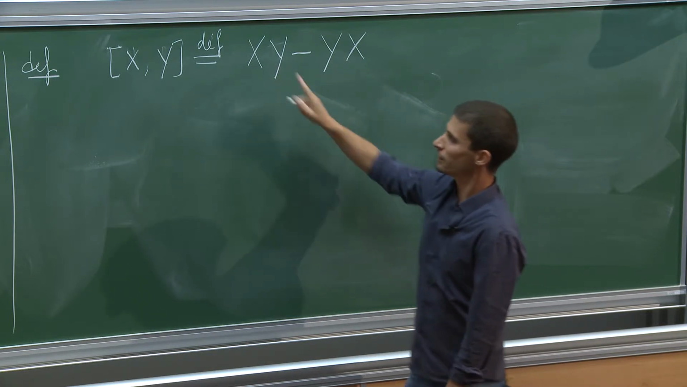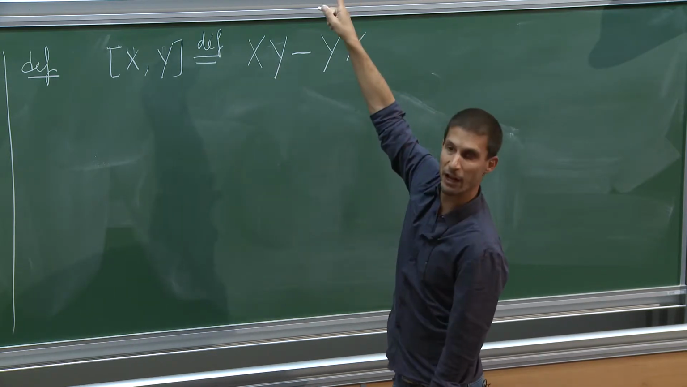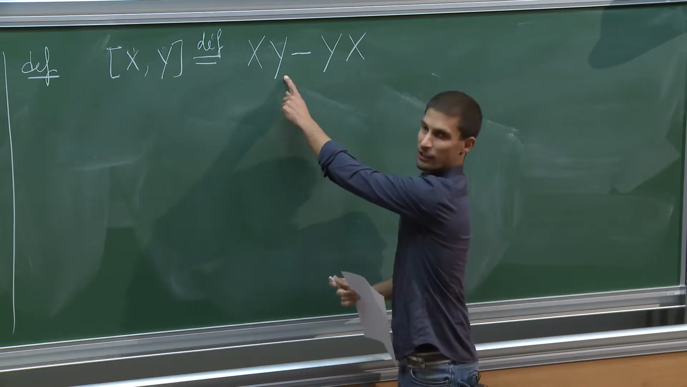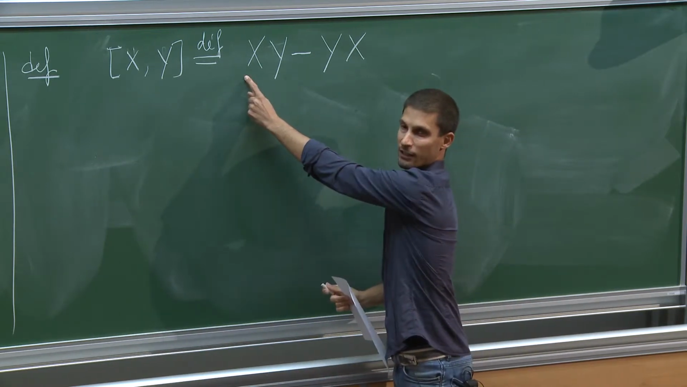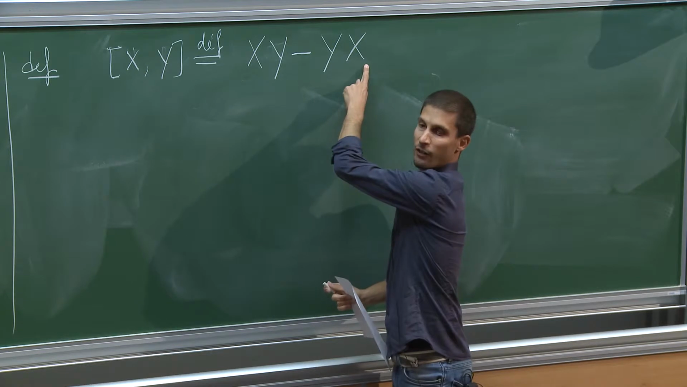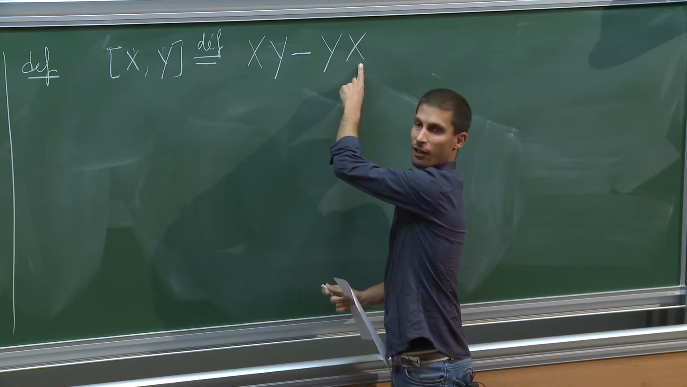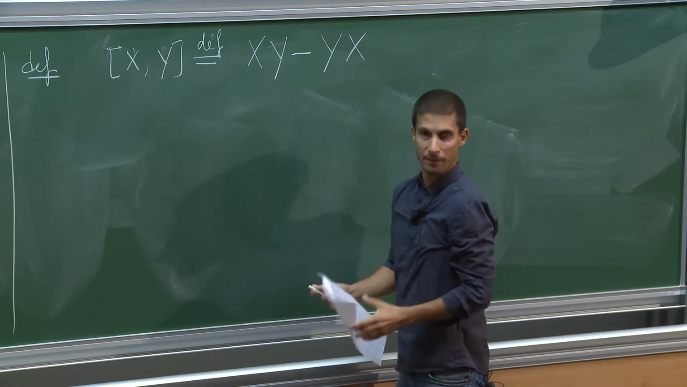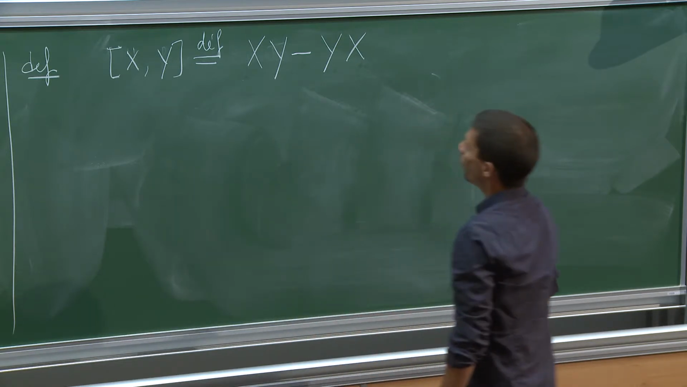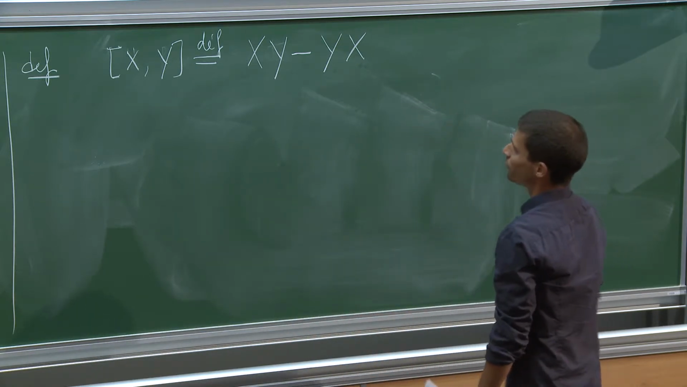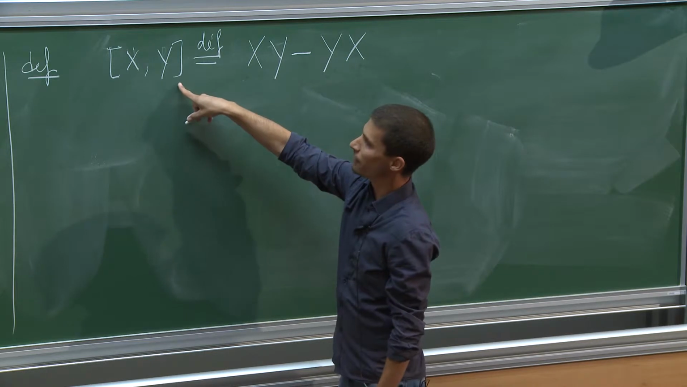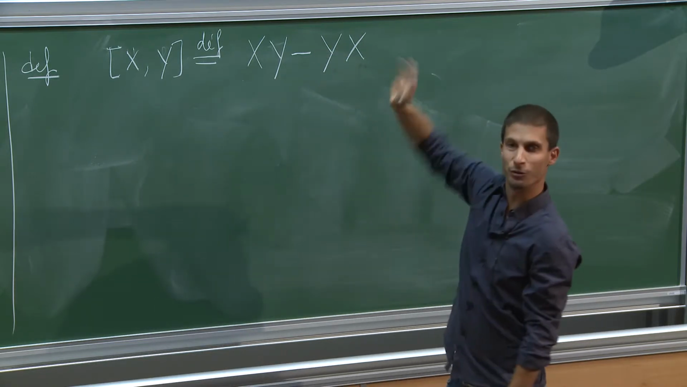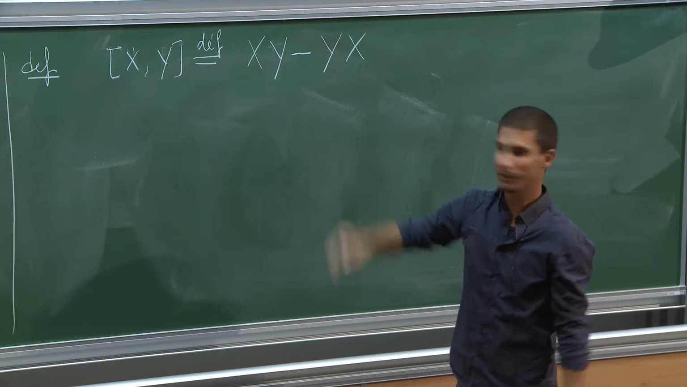What is the meaning of this? The meaning of this is that if I apply this to a function, first I differentiate along y and then along x, and I'm asking if it's the same as differentiating along x and then y. Okay? This guy is zero if these two derivatives commute, okay?